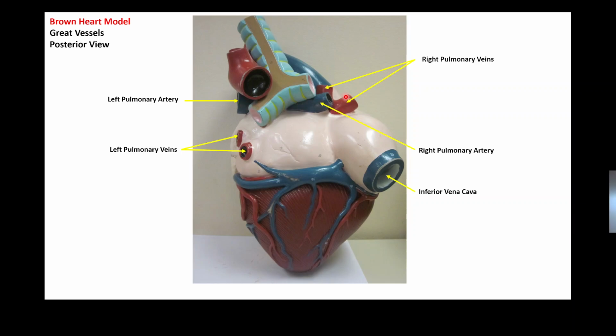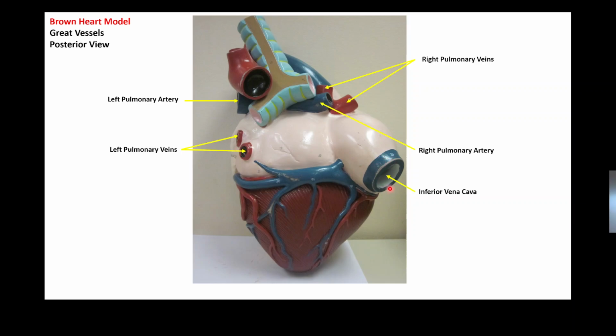These four, 1, 2, 3, 4, are the pulmonary veins that are going to return the oxygenated blood to the left atrium. These two are coming from the right lung. These are the right pulmonary veins. These are the left pulmonary veins. And they ultimately end up in the left atrium.